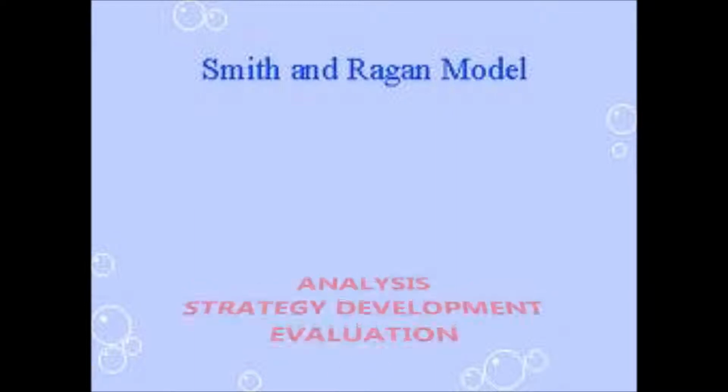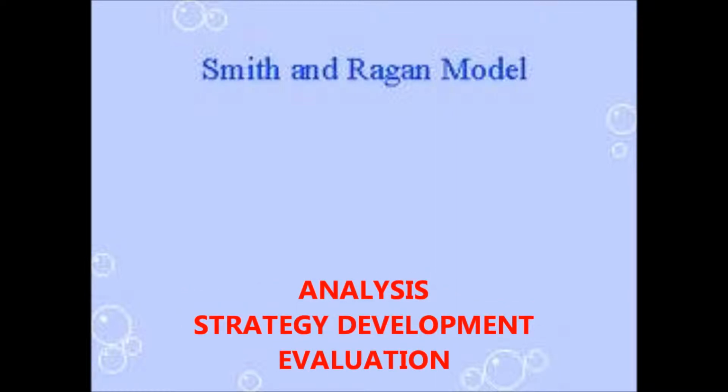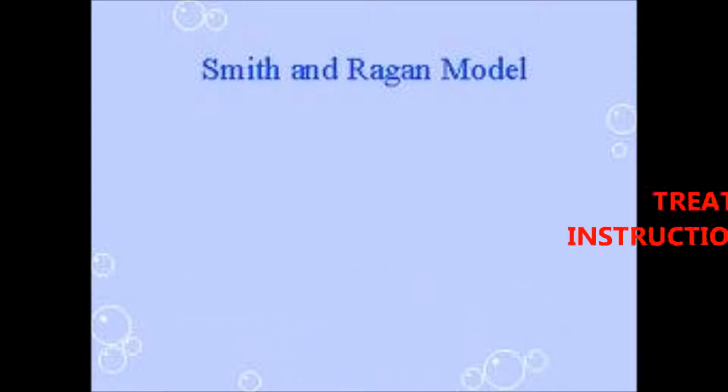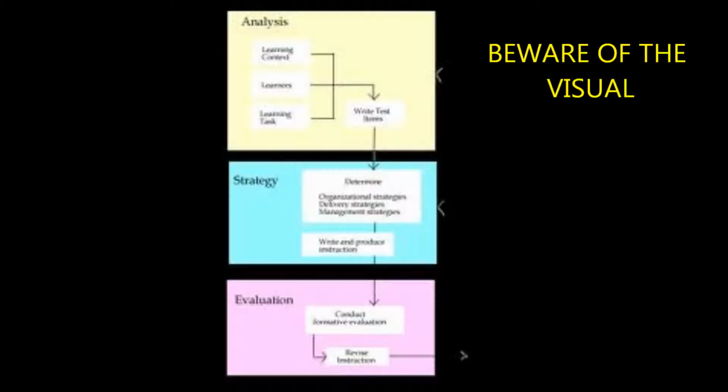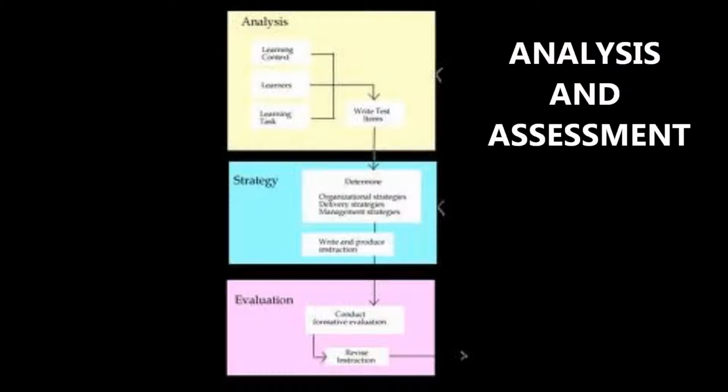Now, let's begin by saying that these two authors do not feel that their model is unique and different. Instead, they just think of it as a common model of instructional design. Analysis, strategy development, and evaluation are three components of most instructional design models. However, what really sets the Smith and Ragan model apart from others is that it focuses heavily on the treatment of instructional strategies. Now, when you look at this visual of the Smith and Ragan model, be very careful, because even though the model has a linear design, the process is concurrent, and that's going to come back up later.